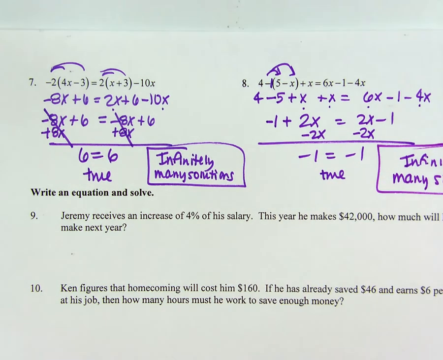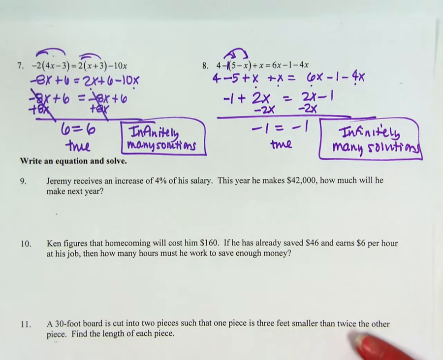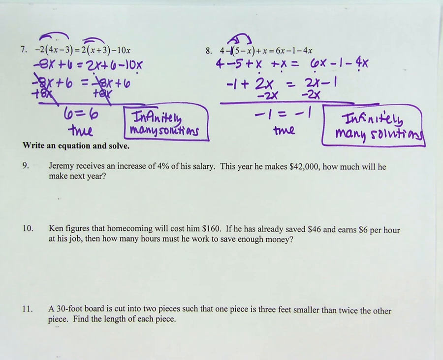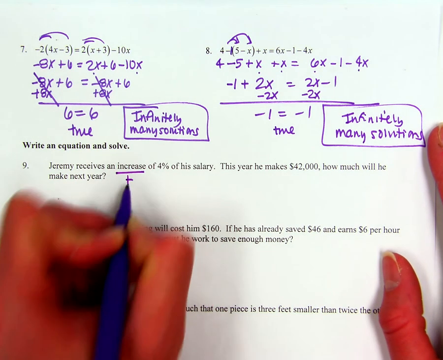Okay? All right, so now, just like yesterday, we're going to set up some word problems. You have to write an equation, and then you're going to solve it. All right, so it says Jeremy receives an increase of 4% of his salary. So that means his salary is going up.